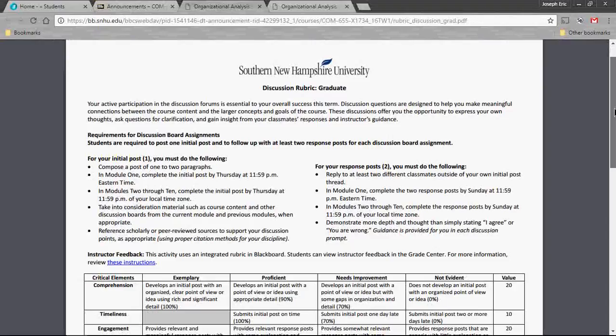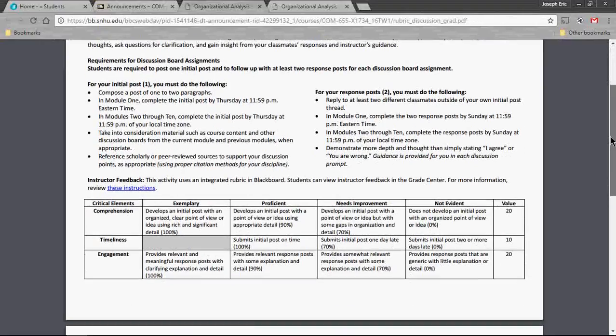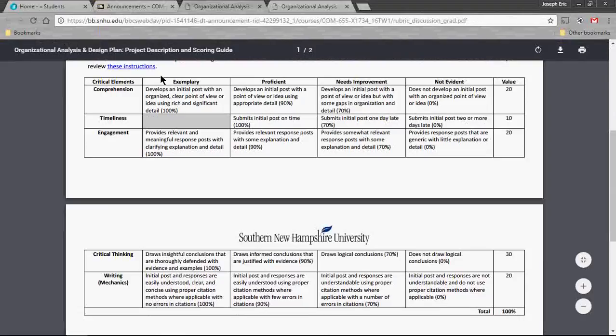Sometimes the discussion is actually a peer review, and that uses a different rubric. Make sure you understand every rubric that is being used, all the critical elements that are being used. They are generally generic: comprehension, engagement, timeliness, critical thinking, writing, and mechanics. I told you that's in every one of them. They're typically generic so that they can fit every discussion question, so they're not going to be specific about what you were instructed to do.